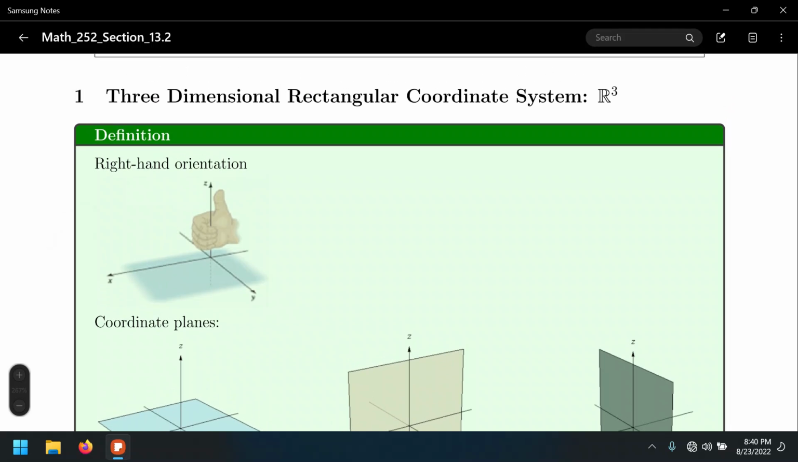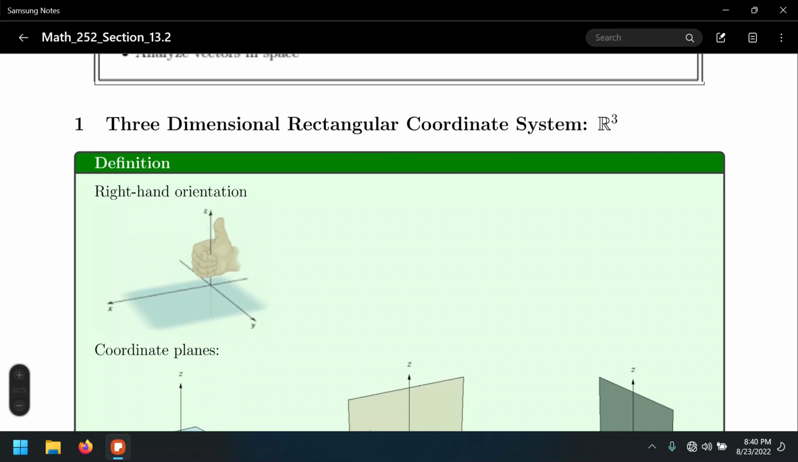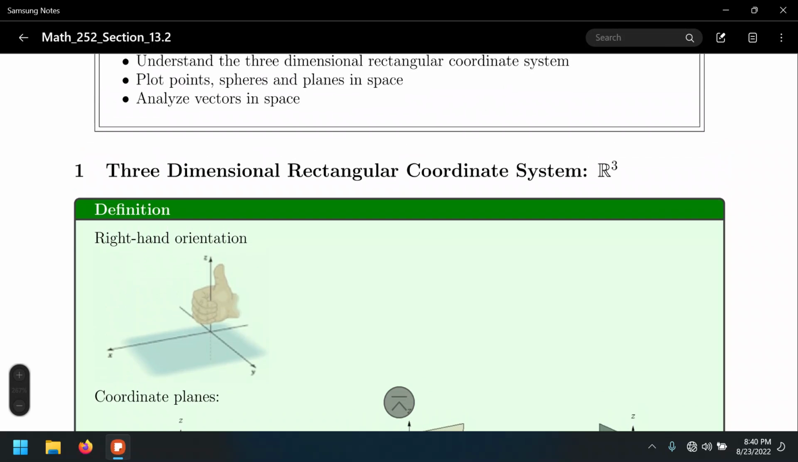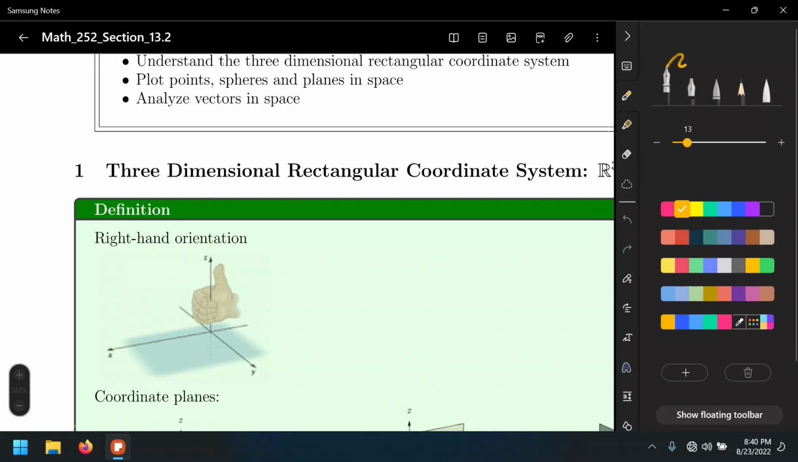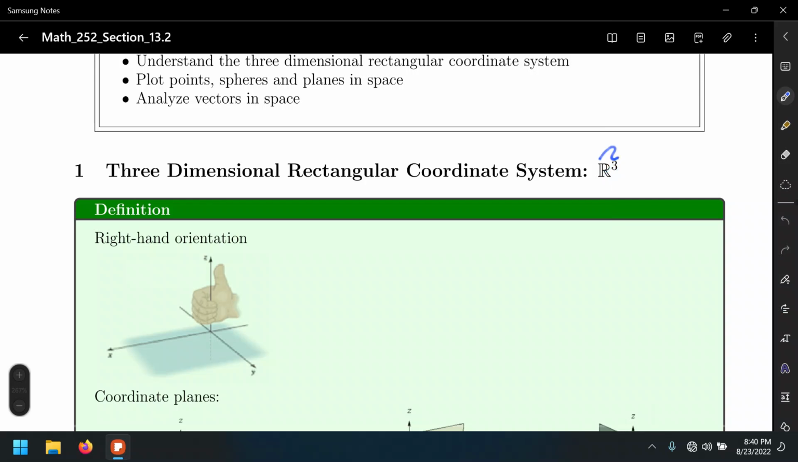So the three-dimensional rectangular coordinate system, typically denoted with this stylish R, means all real numbers that are in the 3D space. Okay, R3. As opposed to the usual XY plane, the 2D system is R2, all right? Or the real number line is just R, the set of all real numbers.